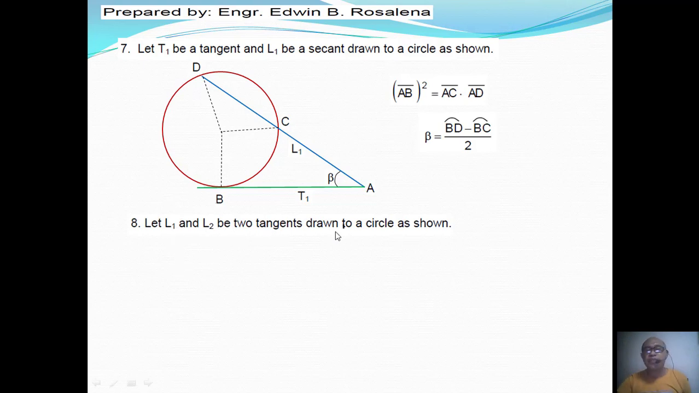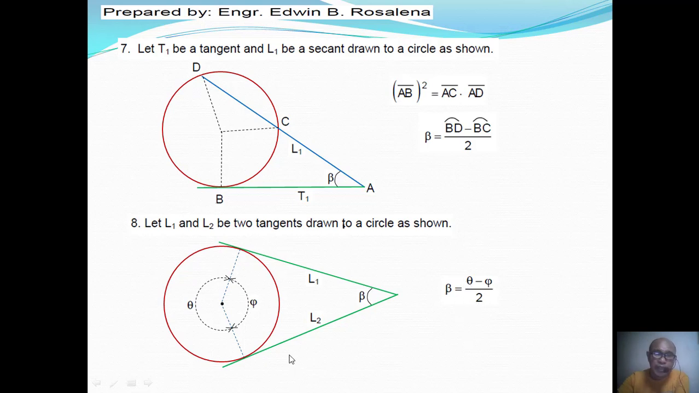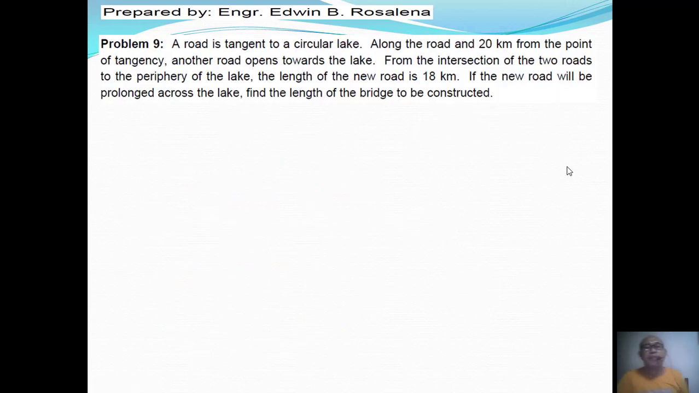L1 and L2 be 2 tangents drawn to a circle. So, circle na naman. Then we have tangent L1. We have tangent L2 drawn from the same point. Then we have here, so the angle between the 2 tangents, beta, is equal to this. So, beta is equal to theta minus phi over 2, where this is angle theta. This is angle phi. Okay? Tingnan natin, may problems pa ba? Number 9. Problem 9, ha?